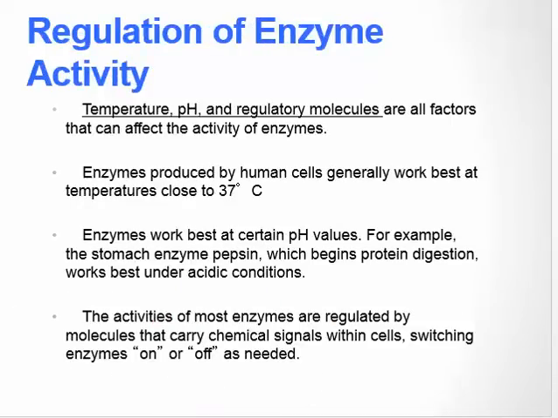Now, things that will affect these enzymes are temperature, pH, and regulatory molecules. I've got on here, enzymes generally work best at what temperature? 37 degrees Celsius, and I hope you remember what that temperature is. And they also work best at certain pHs. So if the enzyme is in your stomach and there's acid in your stomach, it probably works better at a lower pH. Now, most enzymes are regulated by molecules that can carry signals within cells, and they can switch the enzymes off and on as needed.